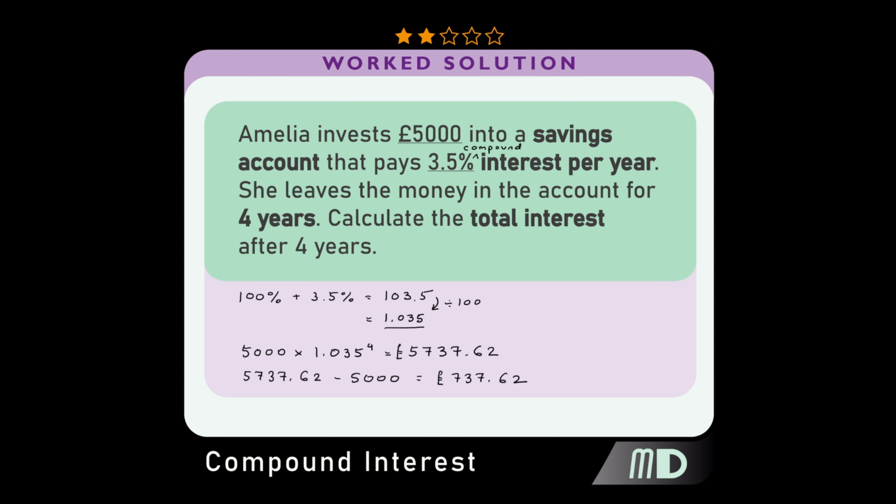So the total interest earned after 4 years, and the answer to this question is £737.62.